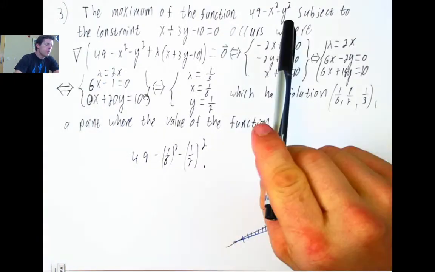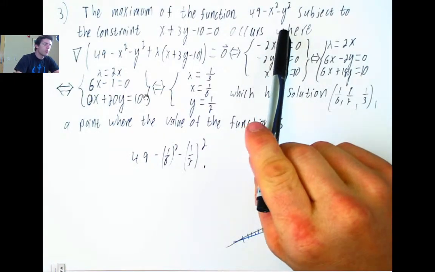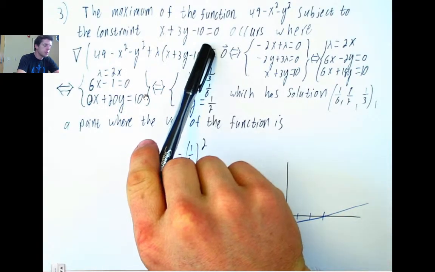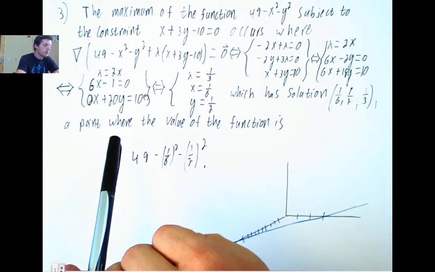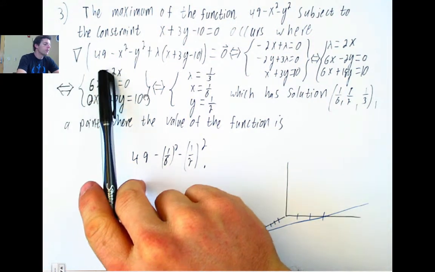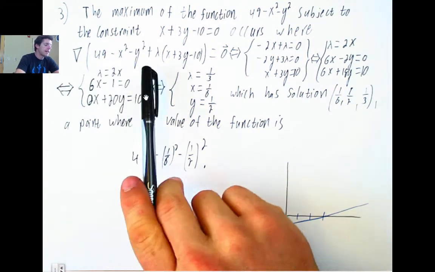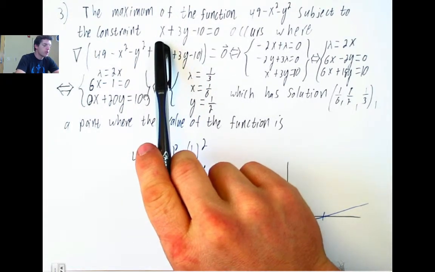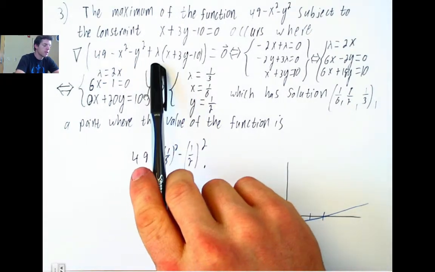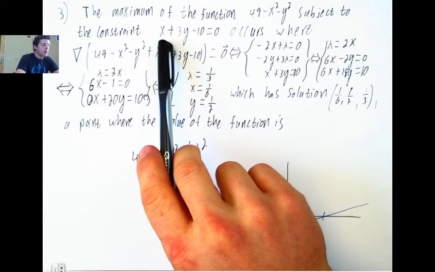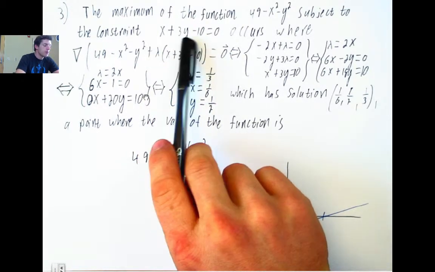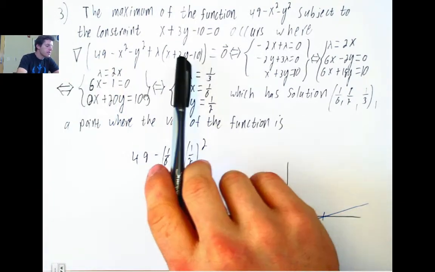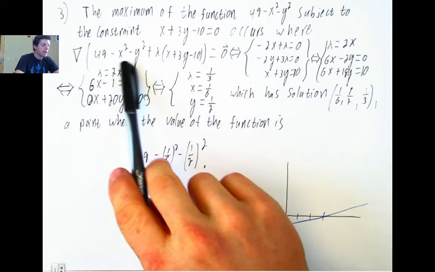The maximum value of the function 40 minus x squared minus y squared, subject to the constraint x plus 3y minus 10 equal to 0, occurs where the gradient of the difference of the function and lambda times the constraint is zero. The constraint is actually an equation, some algebraic expression equal to 0. When I say the constraint, I mean the left-hand side of the equation. Okay, so where is this gradient equal to 0?